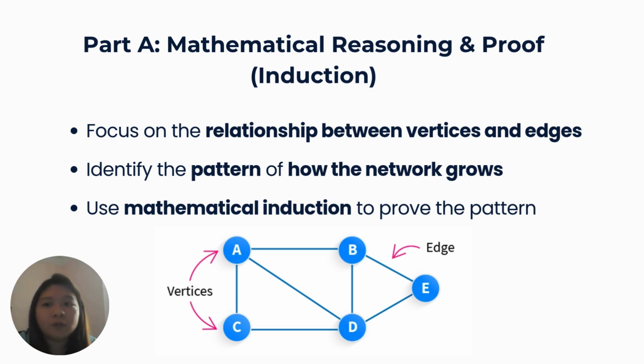Now, let's move on to Part A, mathematical reasoning and proof using induction. In this part, we will focus on the relationship between the vertices and edges. First, we identify the pattern of how the network grows, and then we use mathematical induction to prove that this pattern holds for all cases. The diagram shown here is a simple example of the network, where buildings are represented as vertices and connections are represented as edges. This helps us visualize how the network expands step by step.